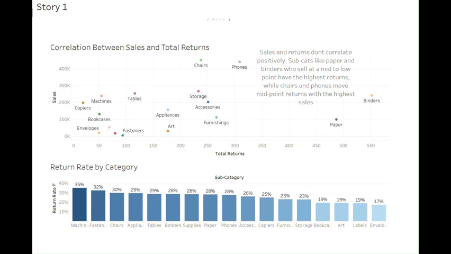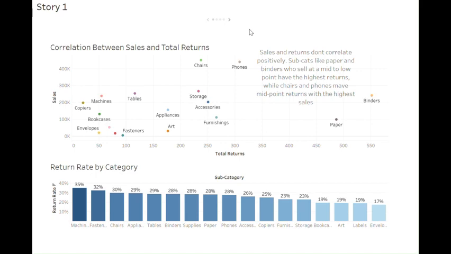Presentation for the supermarket sales for the Tableau project. Today, I'm going to present a lot of data points that were given to us by TripleTen that they want us to explain and show in this presentation. So first of all, let's talk about the correlation between sales and total returns in the company.